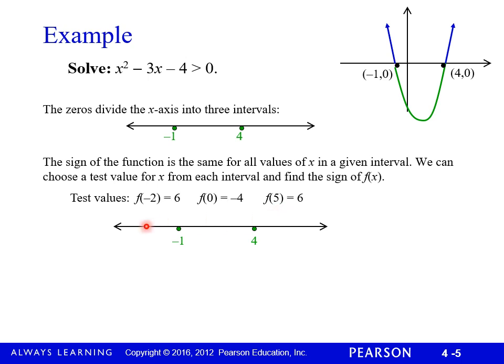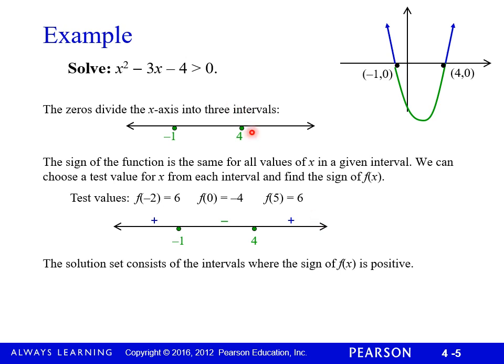Now, why do we do that? So if we pick -2, we get the answer 6. If we pick the value 0, we get -4. And if we pick the value 5, we get +6. Because what that does is it tells us what's happening in that interval, whether it's positive or negative. And we can see in the first interval it's positive, in the second interval it's negative, and in the third interval it's positive again.